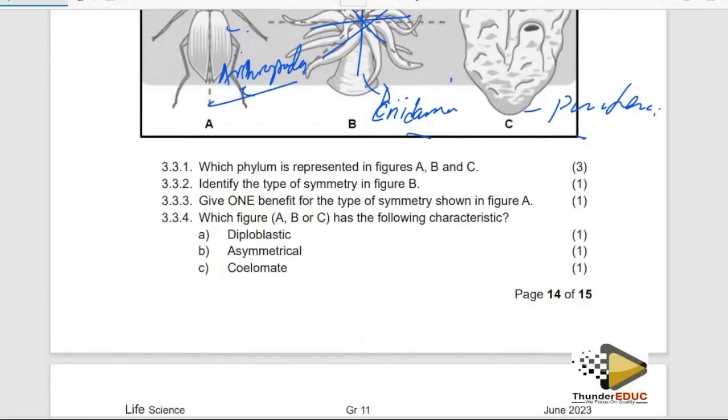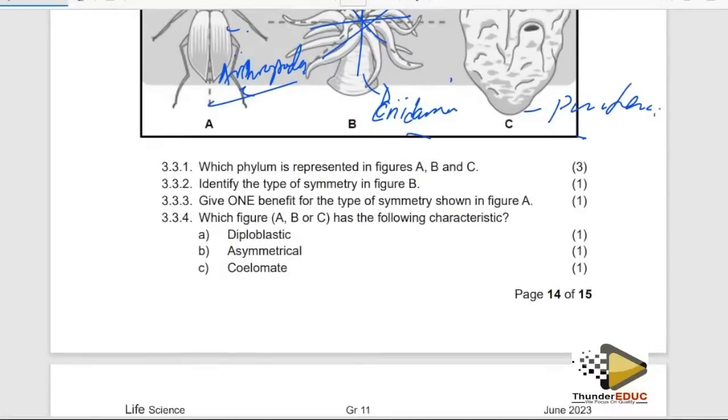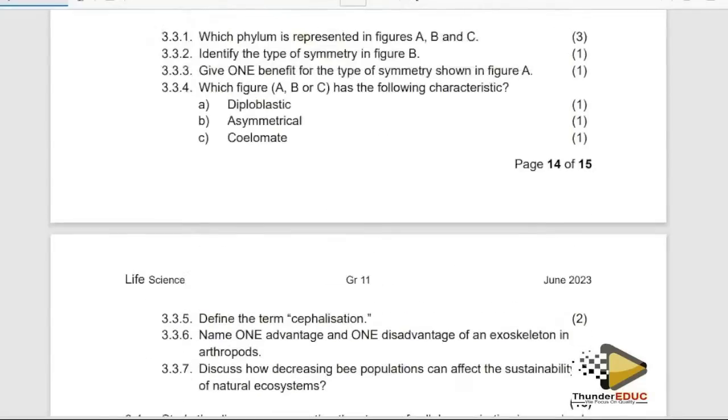They're saying, which organism, A, B or C, has the following characteristics? Diploblastic, it is B. And then asymmetrical, it means they don't have symmetry, sponges. If you cut here, this and this is not the same. So it becomes the sponge. And then coelomate, definitely the answer is going to be A, meaning that they are well developed.